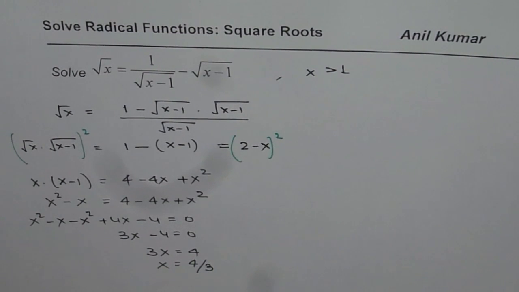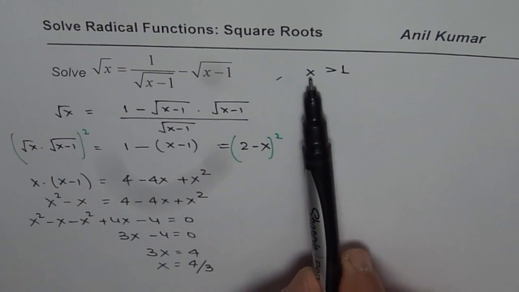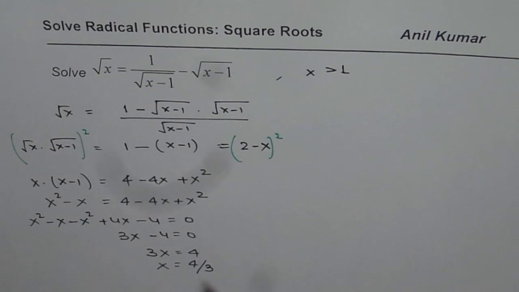So x equals 4 over 3 is the solution in our case, and since 4 over 3 is greater than 1, it is a valid solution, correct? So what you can do is, you can substitute 4 over 3 and check your answer. Let that be an exercise for you, and let me write down my answer as x equals 4 over 3.